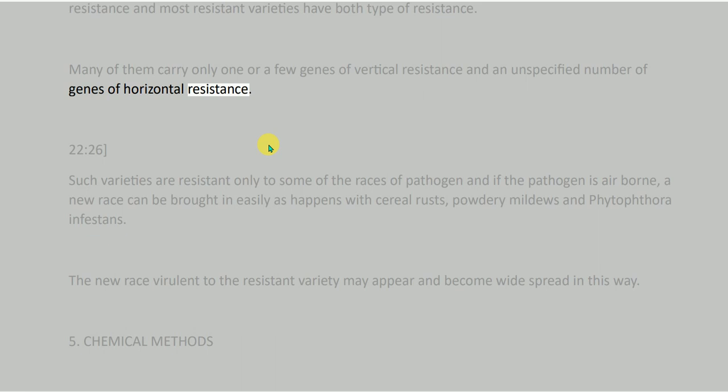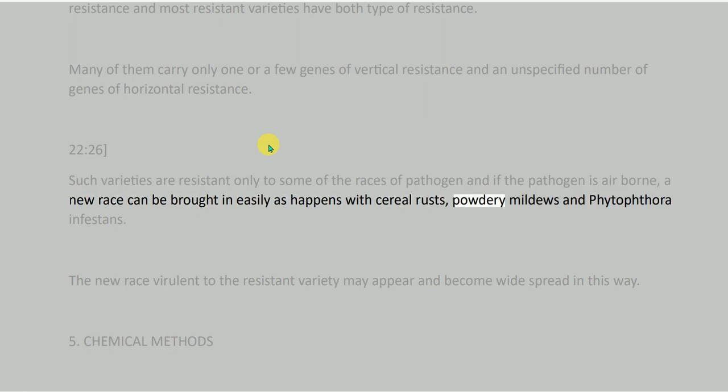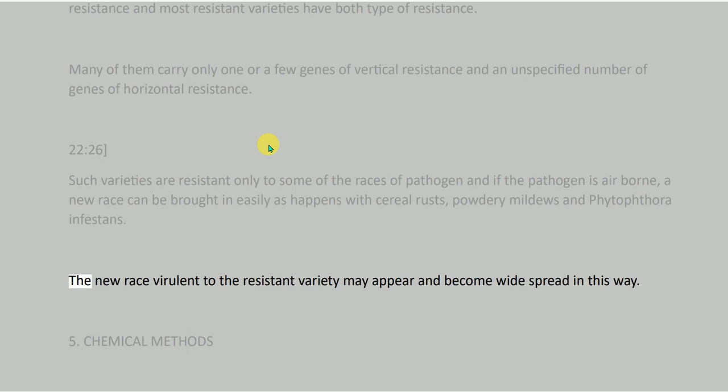Such varieties are resistant only to some of the races of pathogen, and if the pathogen is airborne, a new race can be brought in easily, as happens with cereal rusts, powdery mildews and Phytophthora infestans. The new race virulent to the resistant variety may appear and become widespread in this way.